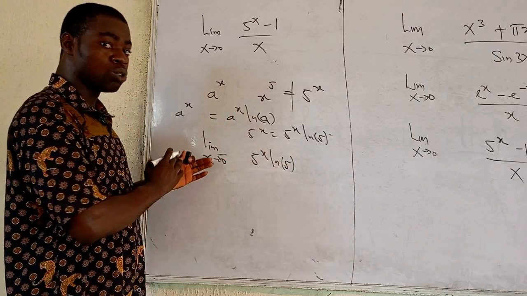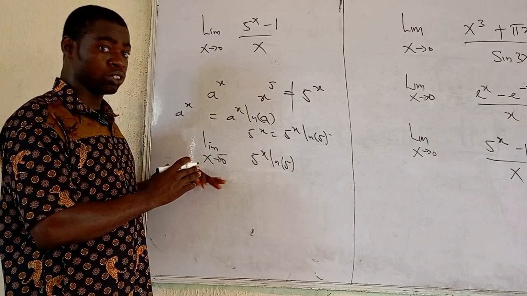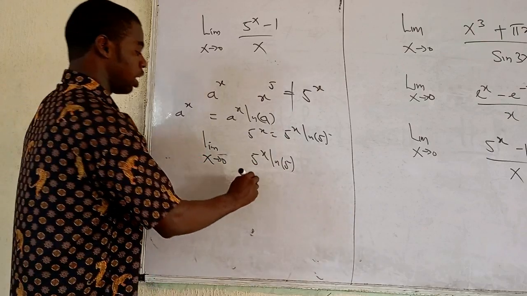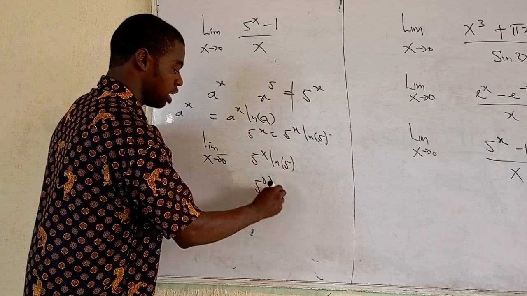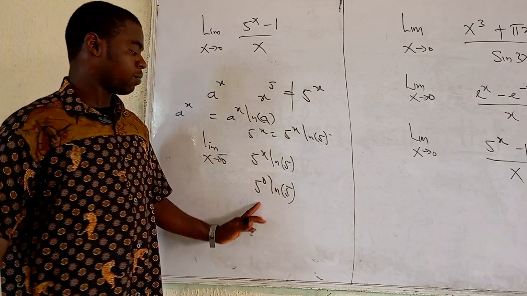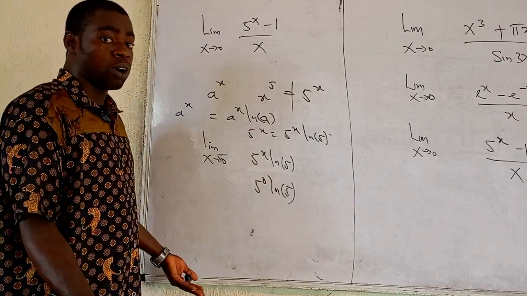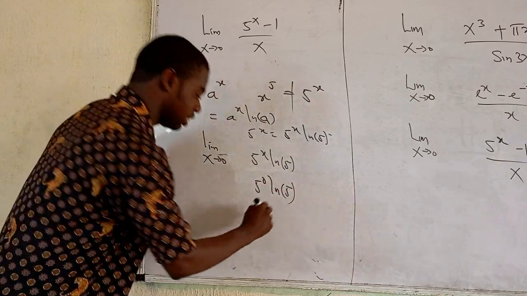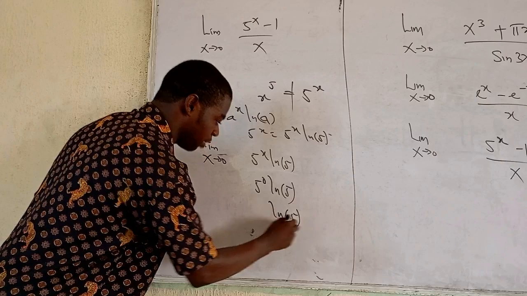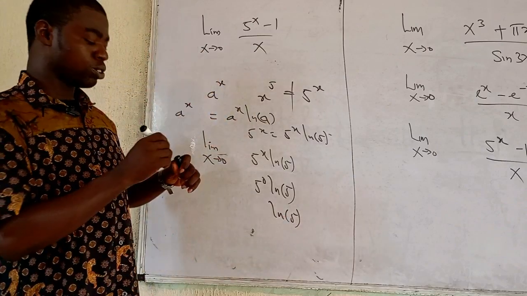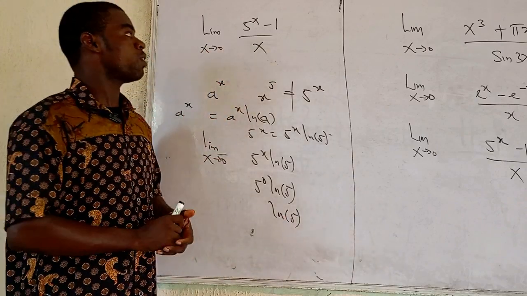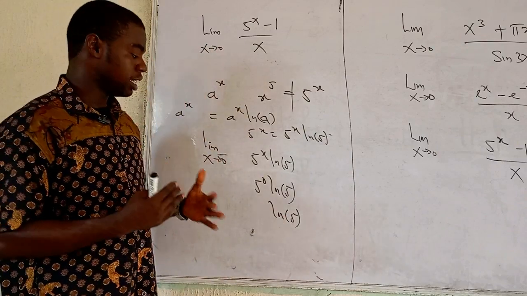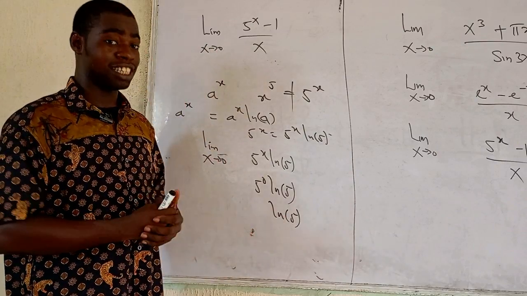At this point now, you can resort to substitution, that means substituting x for 0. So you have 5 raised to the power of 0 times ln of 5. And 5 raised to the power of 0 is 1. So this is 1 times ln of 5, and that's ln 5. And so the limit of 5 raised to the power of x minus 1 divided by x as x approaches 0 is ln 5. And that's the answer.